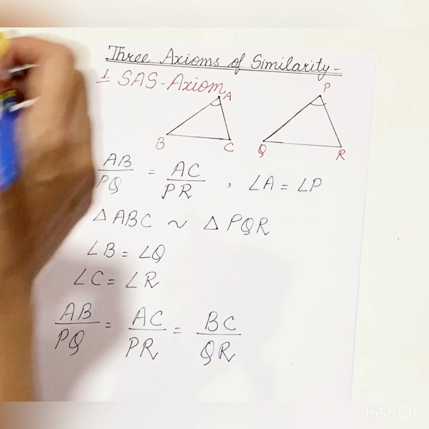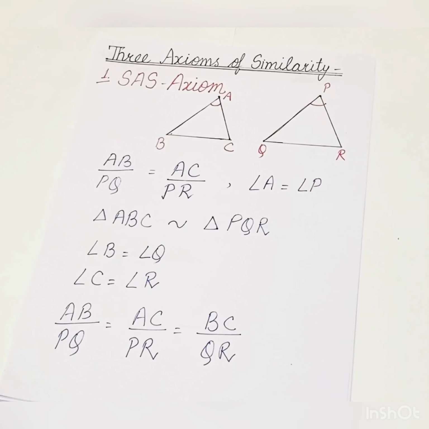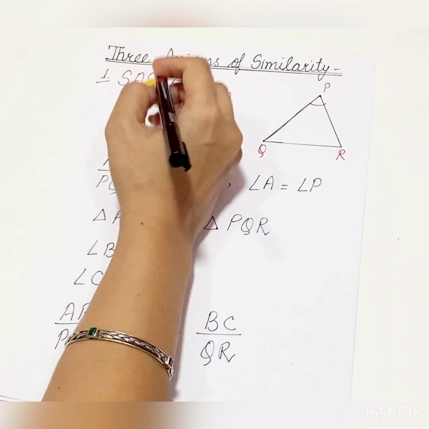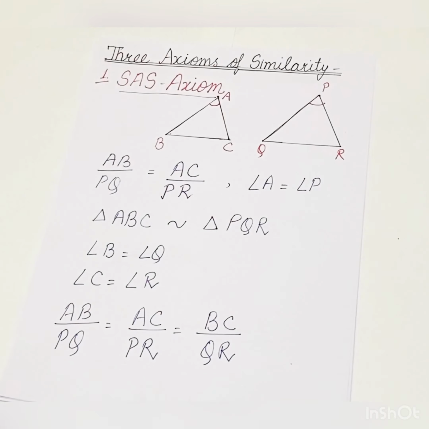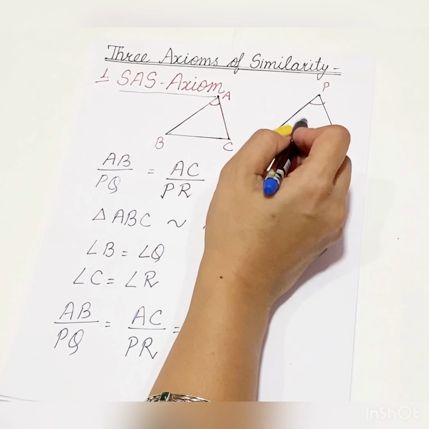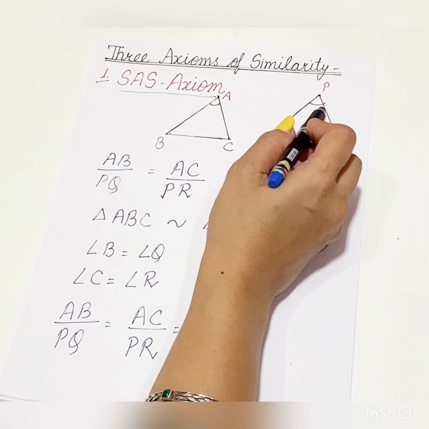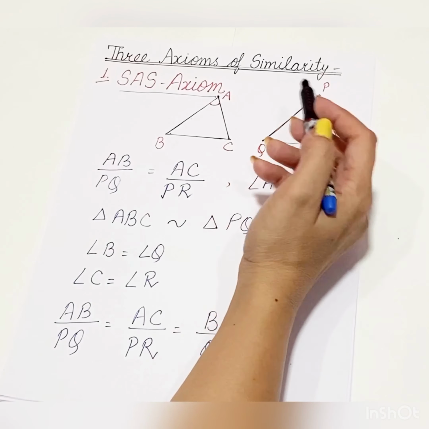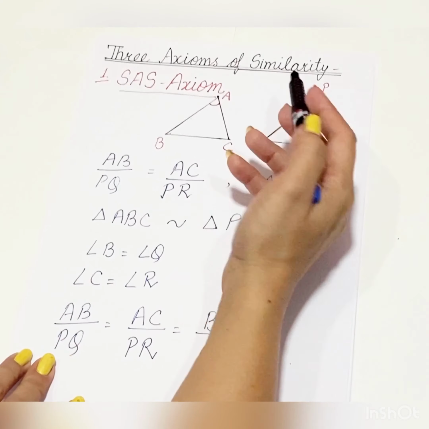So we have three axioms of similarity. As we can prove two triangles to be congruent, for that we have four axioms, and in case of similarity we have three axioms. The first one in this is SAS. As the name suggests, side angle side. In case of SAS axiom, two sides are in proportion and their included angle is equal. It's important that the angle should be the included angle.